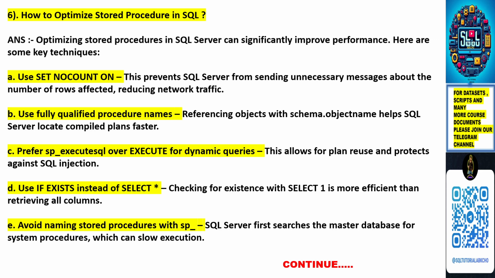Okay, this is clear. Now the second point, use fully qualified procedure names. Referencing objects with schema.object name helps SQL Server locate compiled plans faster. Basically, instead of mentioning just the simple SP name, you need to provide the schema.SP name. Like if you have the DBO schema, then DBO.stored procedure name. Otherwise, you can mention your schema name first and then a dot and the stored procedure name. That is called the two-part name. So use a fully qualified procedure name, and you can also add your database name or server name if needed.